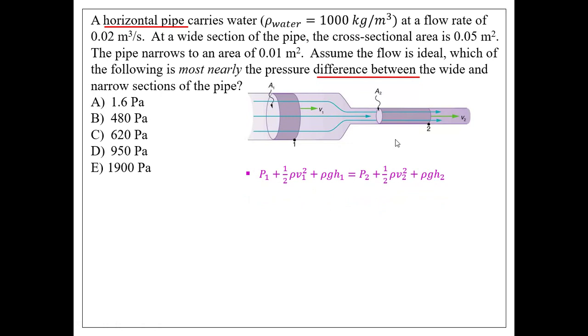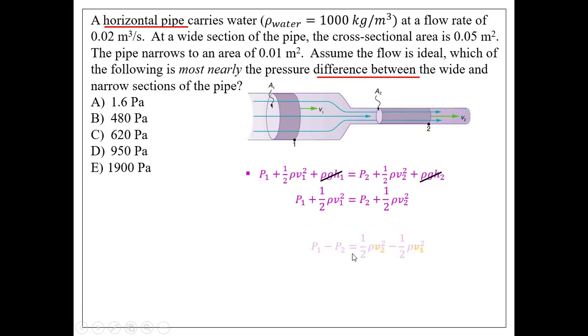Here I'm applying Bernoulli's function because it asks for pressure difference, so the difference between P1 and P2, and it gives us flow rate and cross-section area. This right away triggers Bernoulli because I can go ahead and cancel rho g h1 and rho g h2, because referencing the center of the pipe from the lowest point, both these heights are the same. So here I have P1 plus 1/2 rho V1 squared, and then on the right side I have P2 plus 1/2 rho V2 squared.